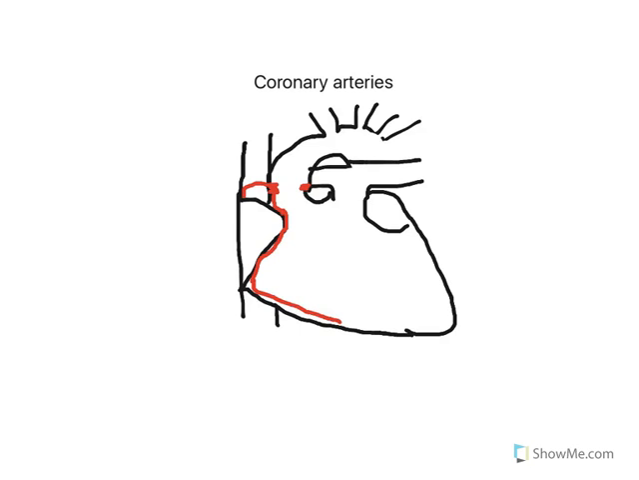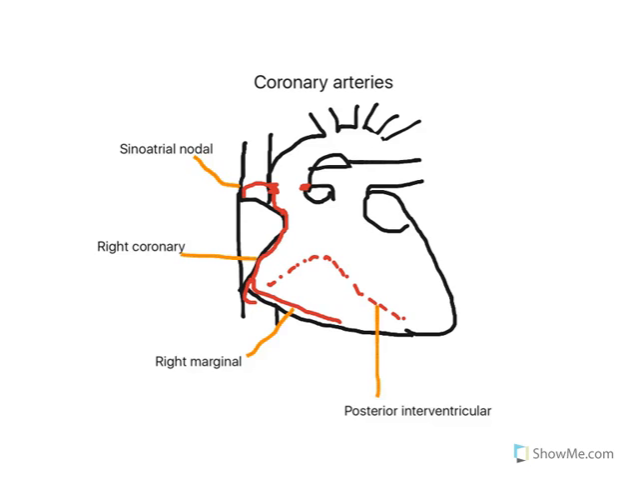And then it continues posteriorly, so we're going on the posterior surface of the heart, so I'm going to start drawing some dotted lines. And it will give rise to the posterior intraventricular artery, and if it does that, it's known as being right dominant. Okay, so as you can see, I've added some labels for you.